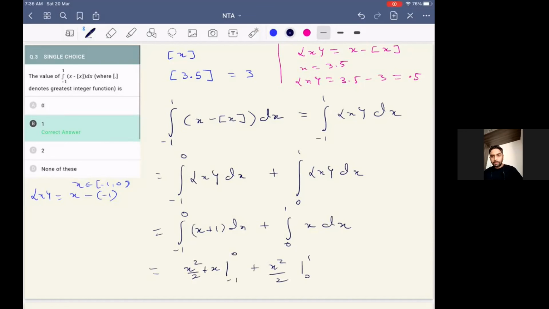Now putting the appropriate values of the limits, we are going to get 0 minus 1 by 2, and minus of minus 1, that will be plus 1, and from the other one we are going to get plus 1 by 2. So from here we can clearly see the answer will be 1, which is option B, the correct option.